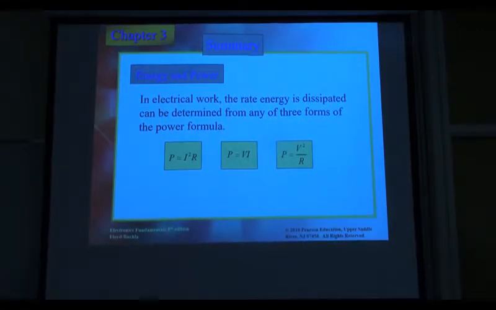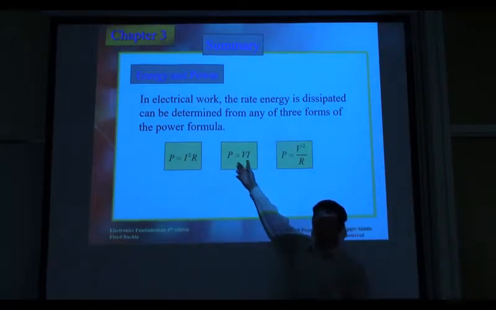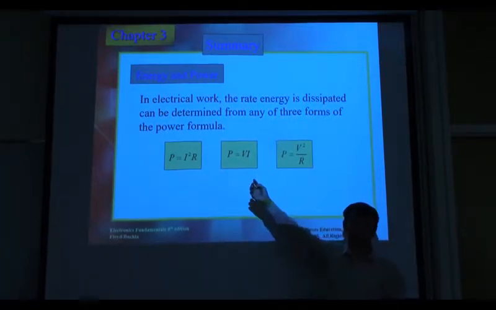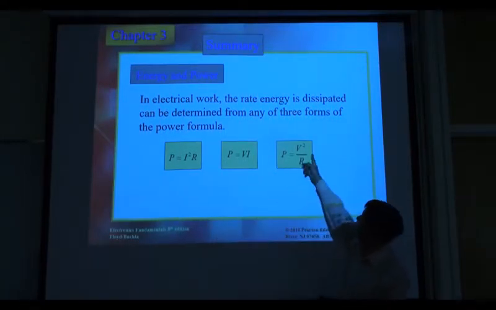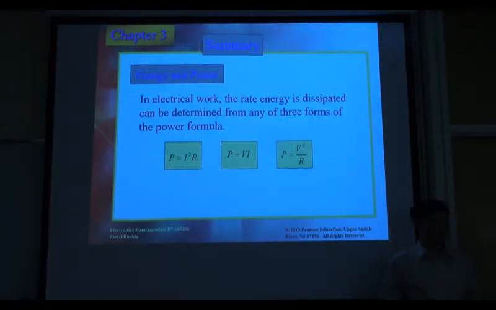Okay, any other questions? Yes. How do you know which one you want to use, and when do you use the one with the square? Okay, that's good. That means we have three formulas. Which one to use if I give you a circuit? Look at this. If you know the voltage and the current, you use this one. If you know the current and the resistance, you use this one. If you know the voltage and the resistance, you use this one.